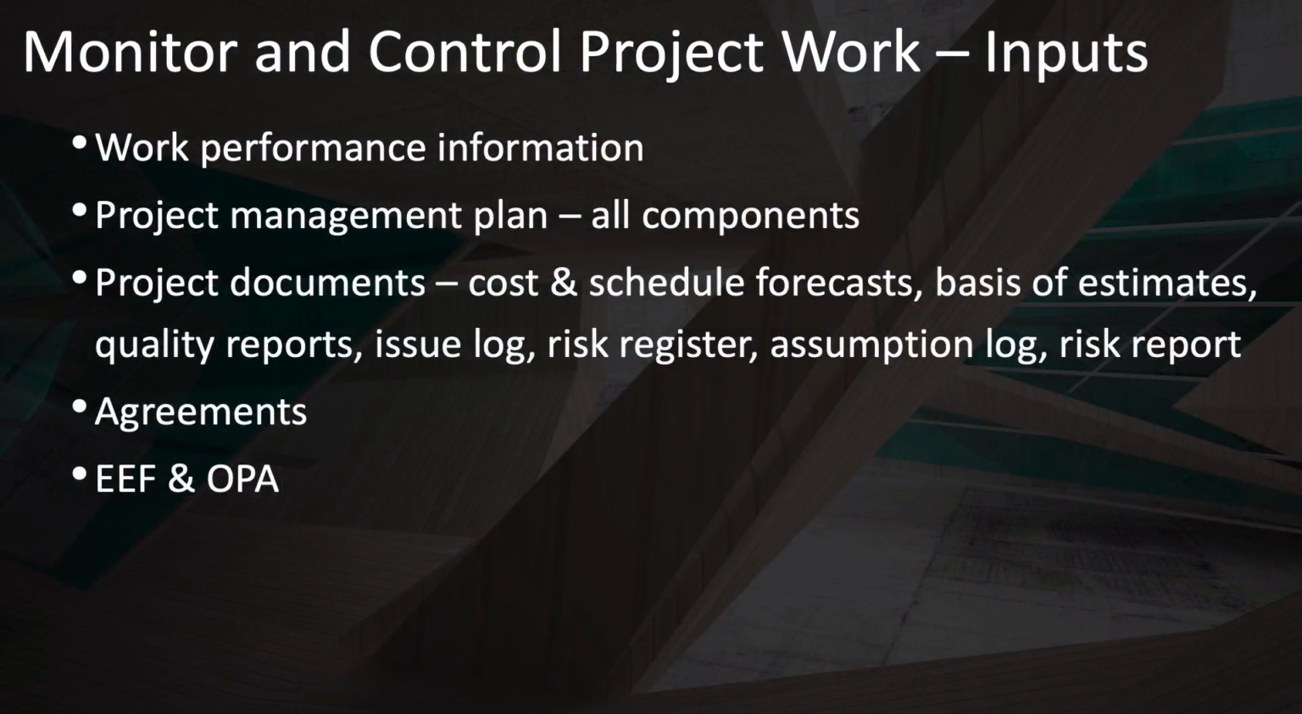The inputs to monitor and control project work are the work performance information that come from all of the other monitoring and controlling processes, and just about anything in your project management plan and your project documents, because all of these contain the information you need to see the whole picture and monitor and control all of the project work, including agreements and contracts that you have with outside vendors, and some enterprise environmental factors and organizational process assets.